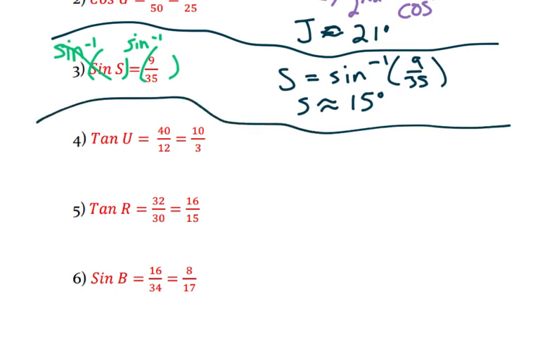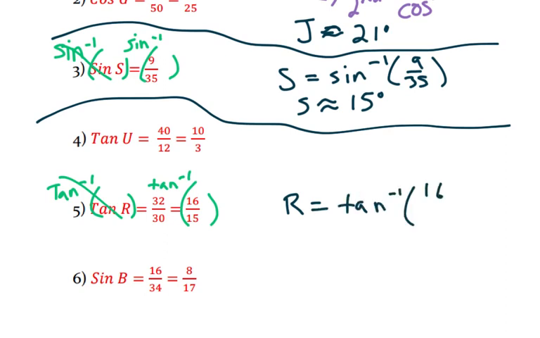And then number 5. To get rid of the tangent, you do the tangent inverse of each side. So tangent to the -1. So that tangent and tangent inverse cancel out. So I get R equals the tan inverse of 16 over 15. So then 16 divided by 15 equals, and then I do tan inverse. I should get that R is approximately 46.8 degrees.